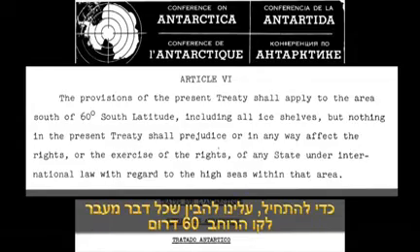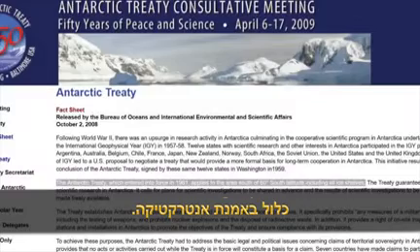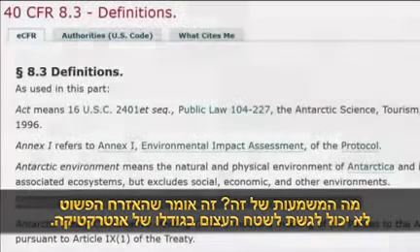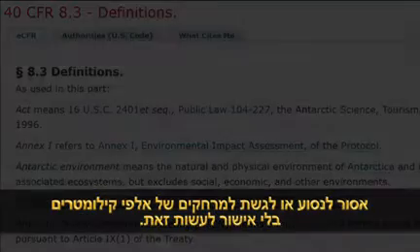To begin with, we need to understand that anything below the 60th south parallel is referred to as the Antarctic Treaty Area. What does that mean? That means I'm generally not allowed within hundreds of miles of Antarctica, from approximately 400 to 900 miles, without obtaining a permit to do so.